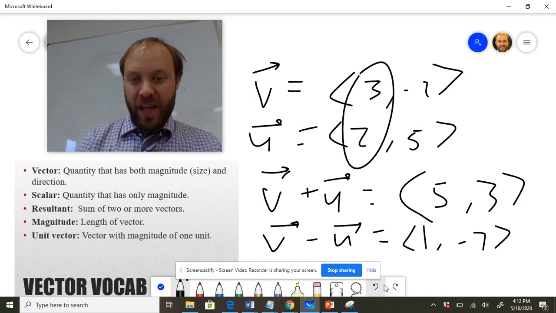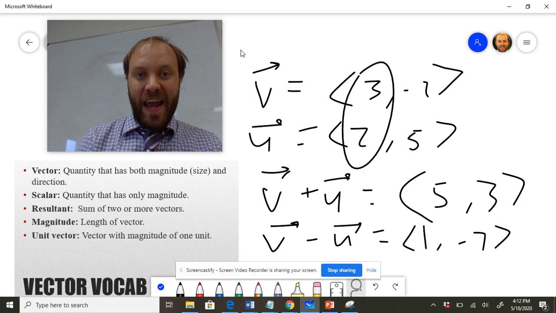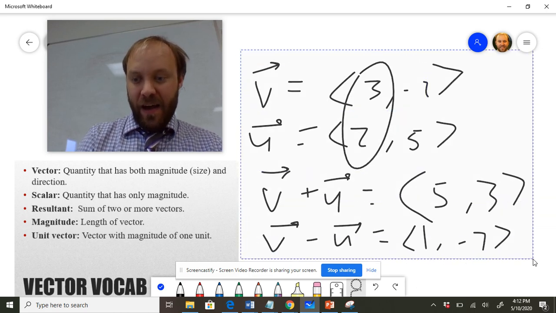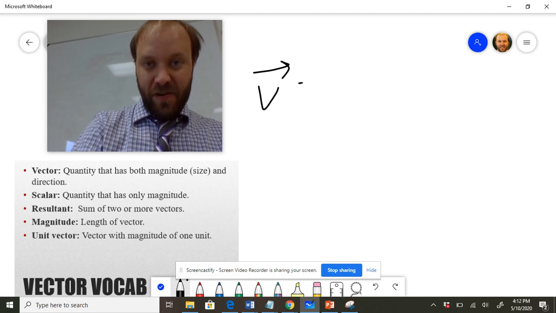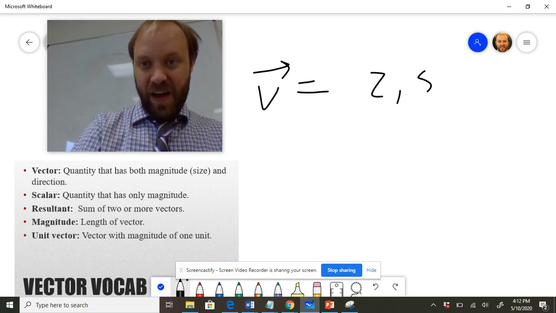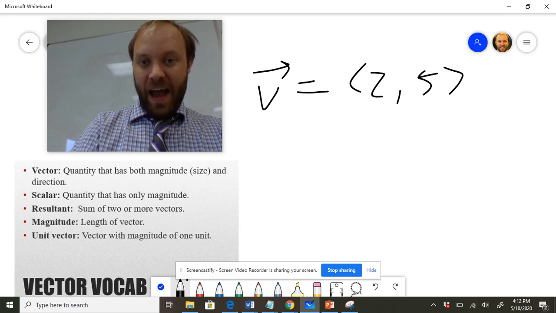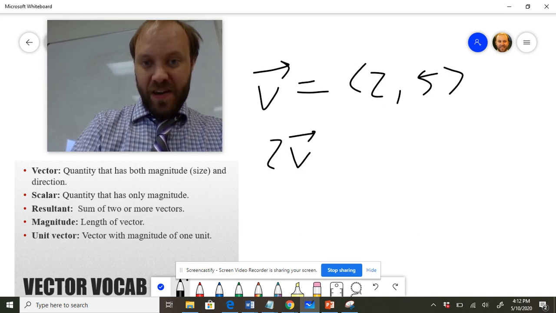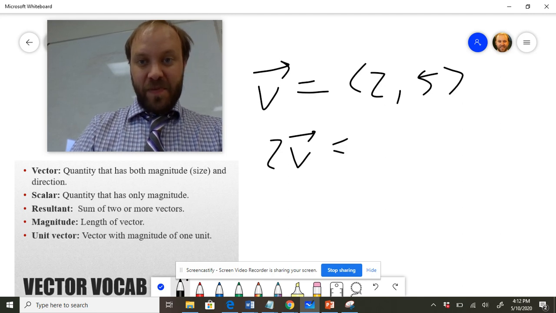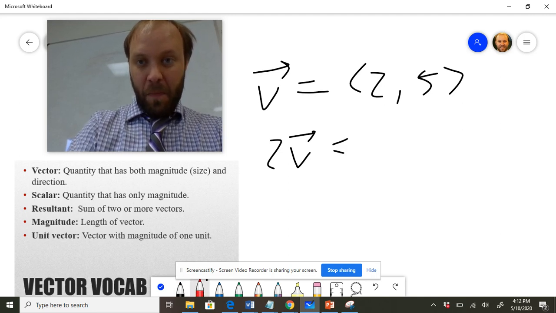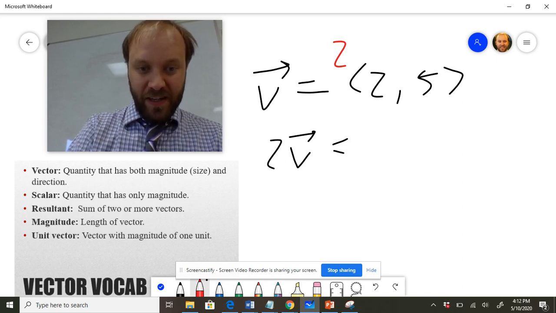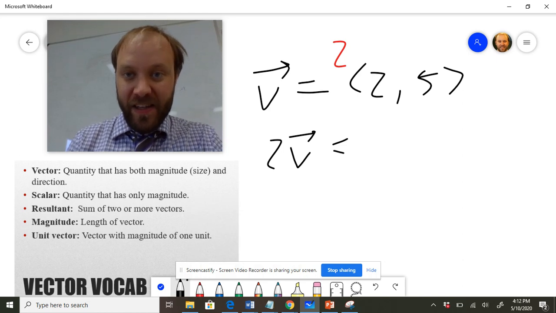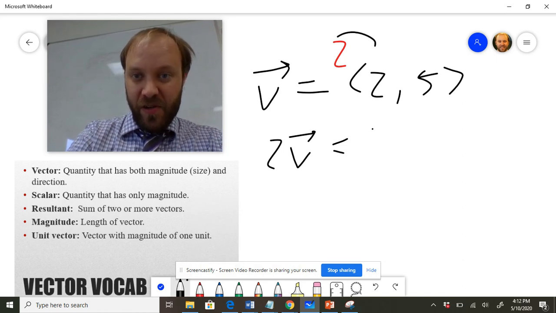You can also multiply a vector by a scalar. In other words, if I had vector v, and let's say vector v was the vector 2, 5, I can talk about finding 2 times vector v. And that would just be to take this entire vector and multiply it by a scalar. We're multiplying the whole vector by 2 in this particular case. And that basically just works like the distributive property. 2 times 2 is going to be 4. 2 times 5 is going to be 10.